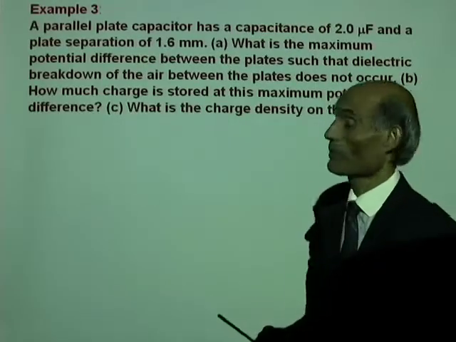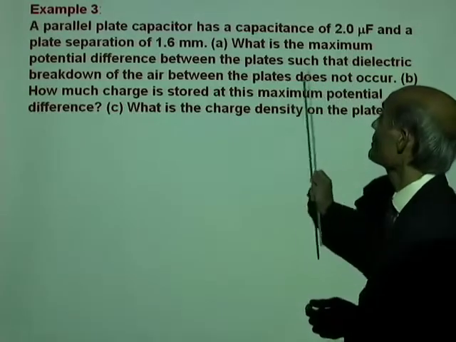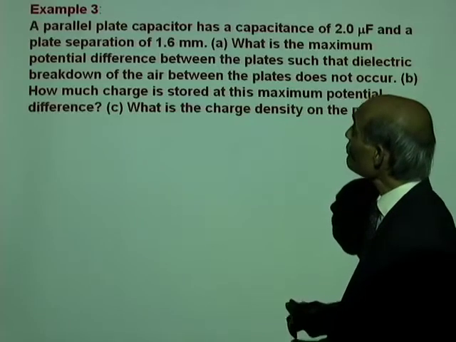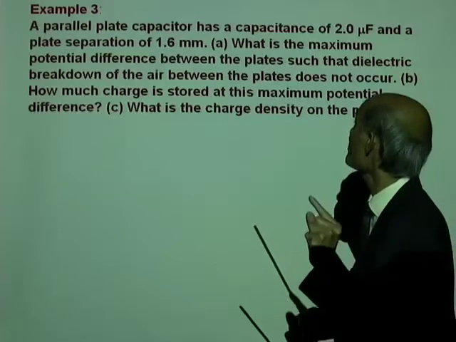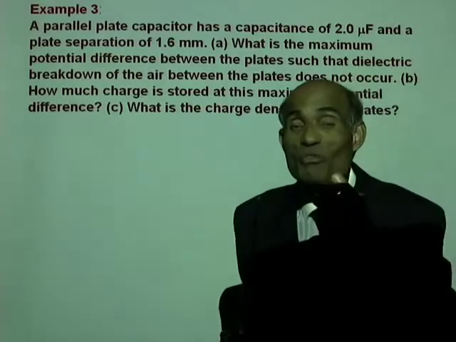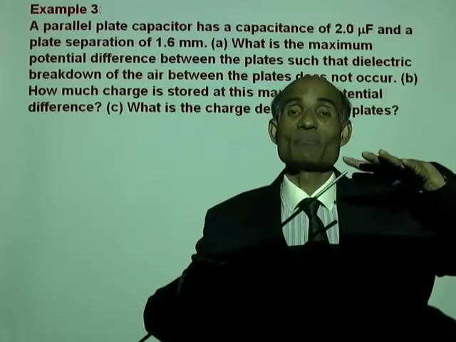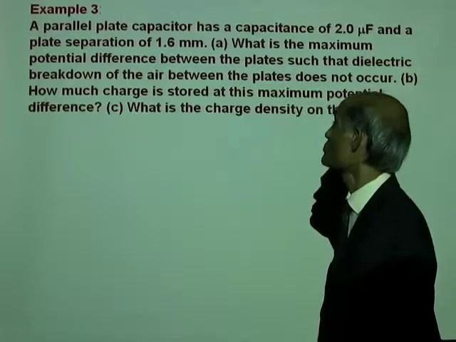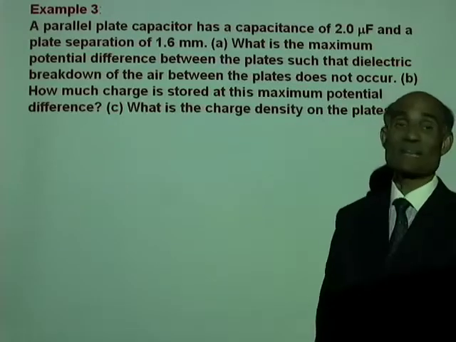Okay, let's do another example. A parallel plate capacitor has a capacitance of 2 microfarad and a plate separation of 1.6 millimeter. What is the maximum potential difference between the plates such that dielectric breakdown of air between the plates does not occur? Well, what is the electric field required to create that dielectric breakdown? It is 3 times 10 to the 6th. How much charge is stored at this maximum potential difference? What is the charge density on the plates?